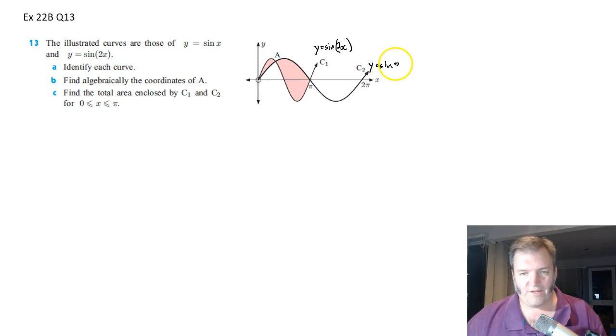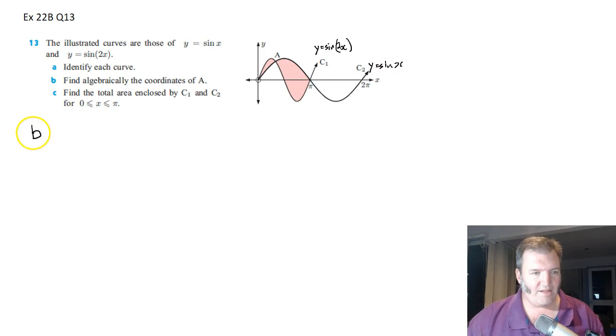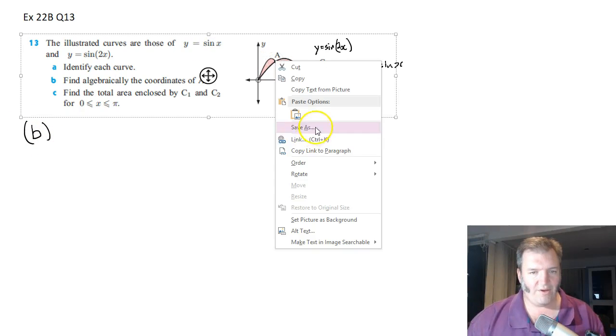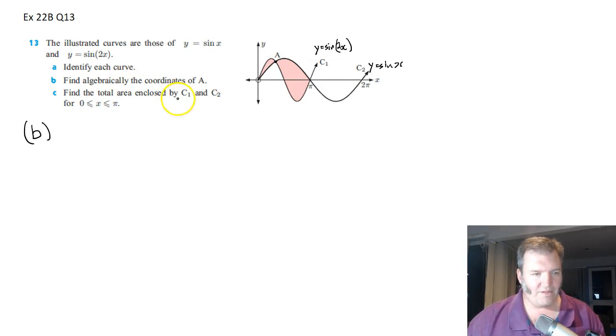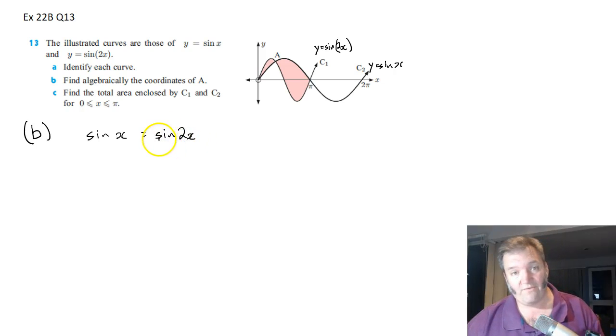Alright, we've done the first bit. Let's have a look at part B. Find algebraically the coordinates of A. Now A is obviously where they intersect right there. So how am I going to do that? Well, pretty easy. I'm going to go with sine x equals sine of 2x. Okay, that's pretty straightforward.